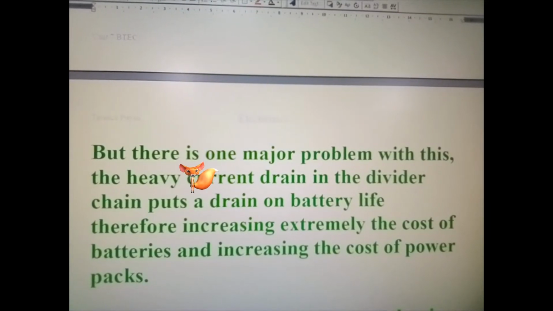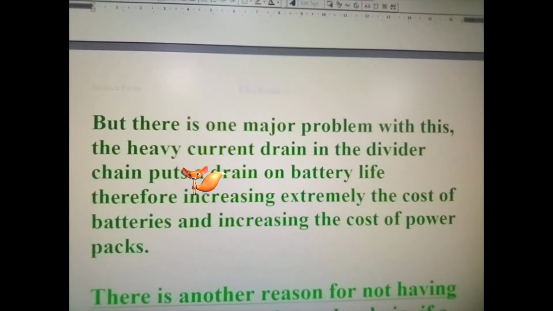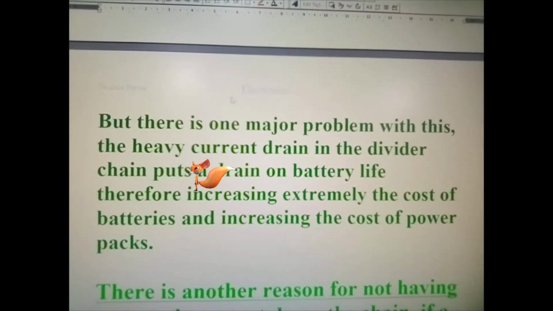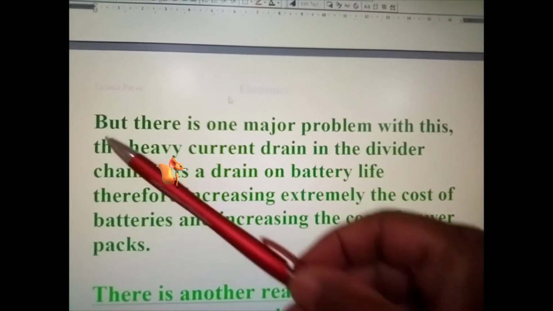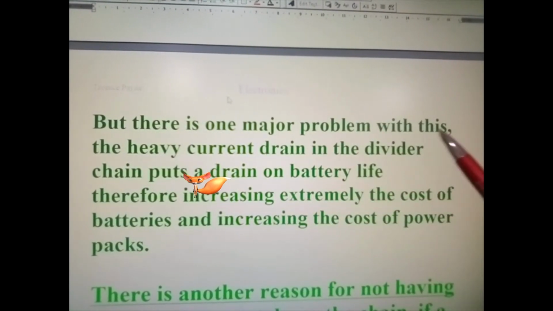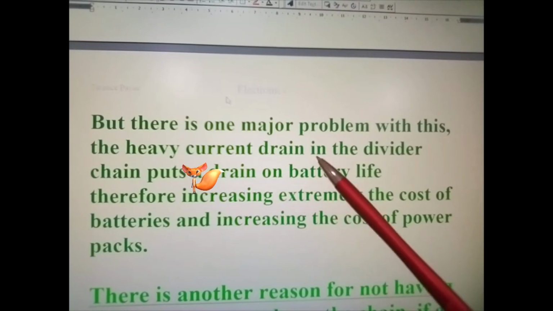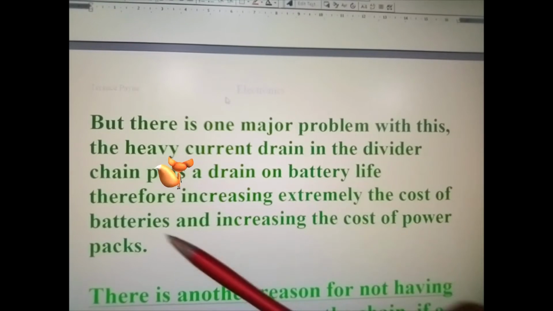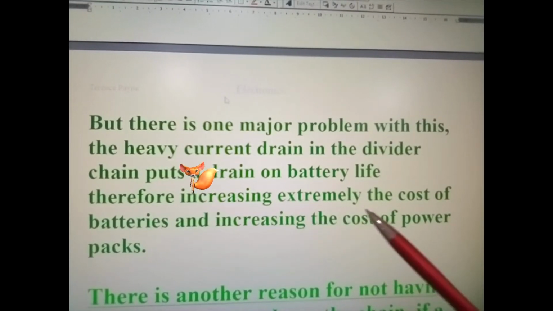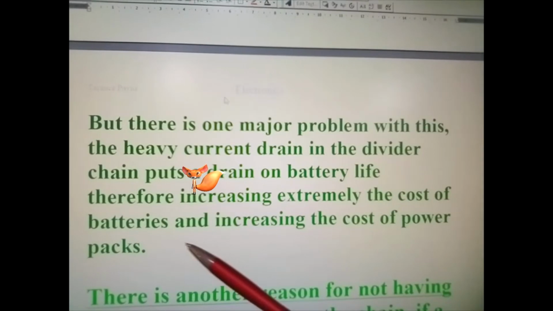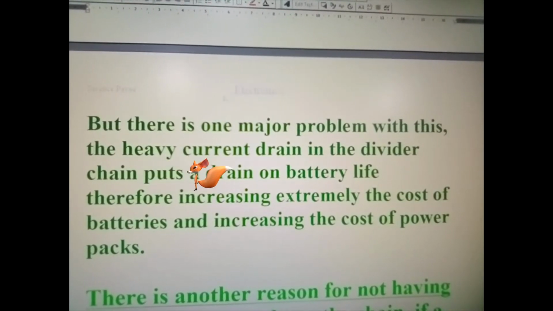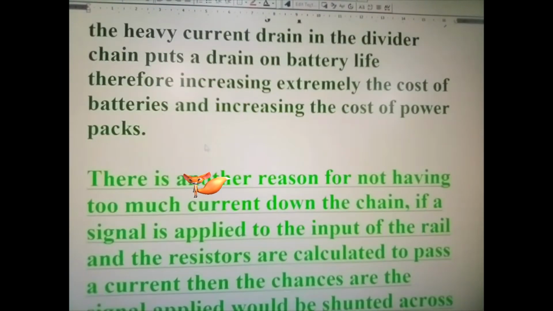But there is one major problem with this. The heavy current drain in the divider chain puts a drain on battery life, therefore increasing extremely the cost of batteries and increasing the cost of power packs. There's a number of things you then have to take into account. Okay?